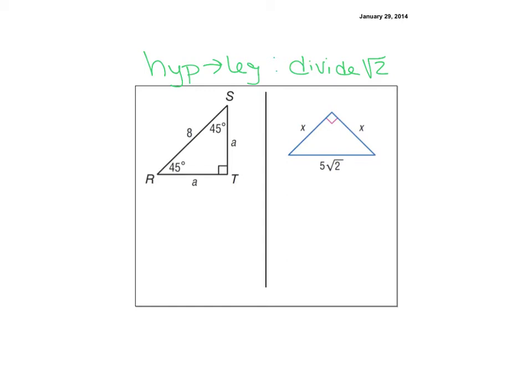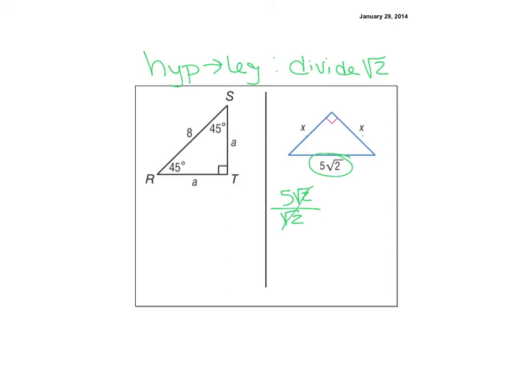All right, so here's where we start to get some funky stuff going on. I'm going to show you the second problem first because it's a little clearer to understand. We're going to take our hypotenuse, and to get our leg values, we're going to divide by root 2. So I'm going to take 5 root 2, and I'm going to divide that by root 2. Now, root 2 over root 2 cancels out because it equals 1.